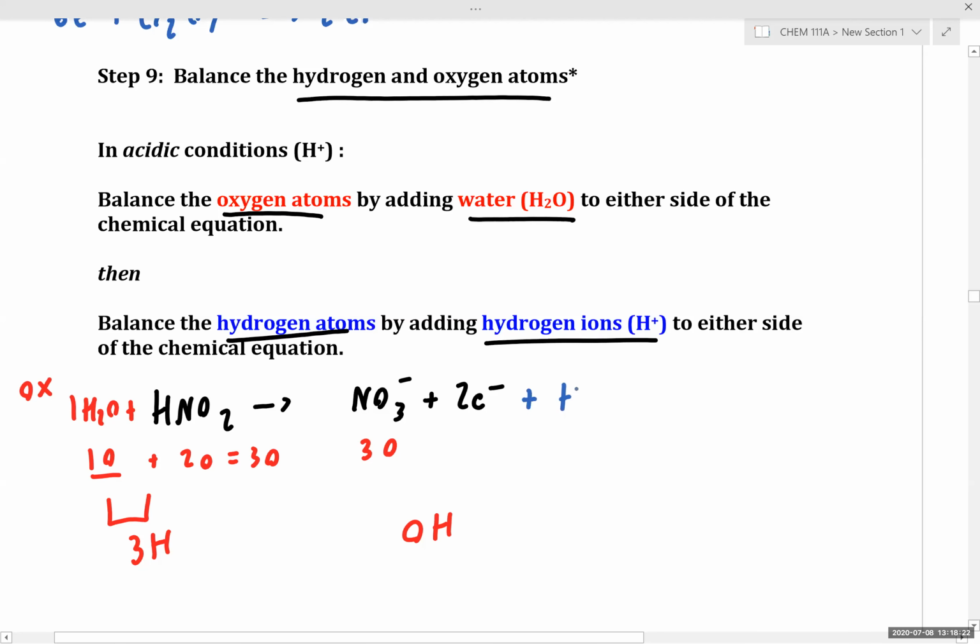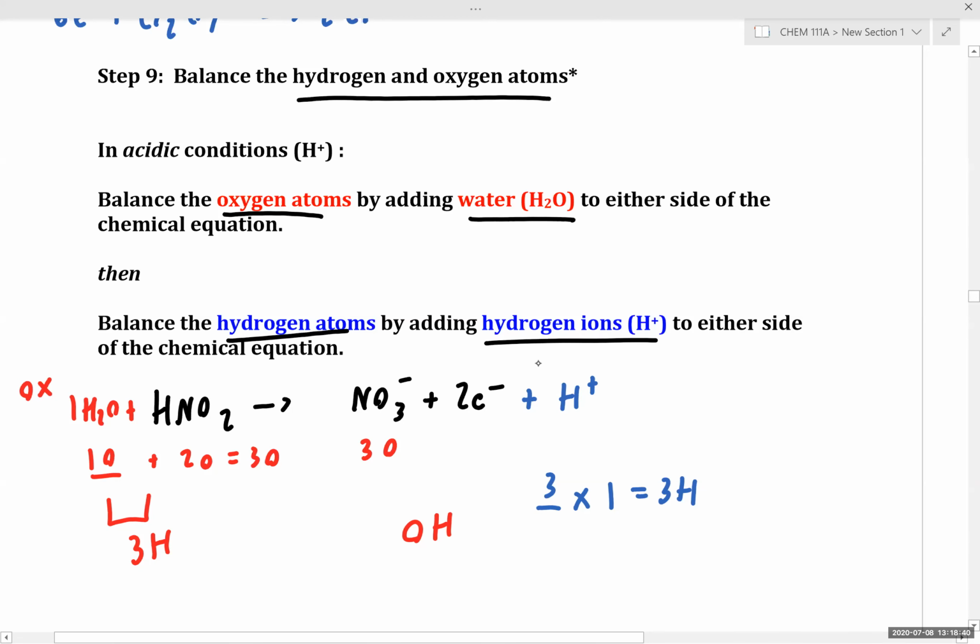So now we have to add H+. And what times 1 would give us 3 hydrogens? How many H pluses do we need to add? 3.